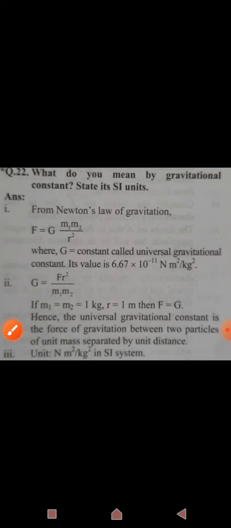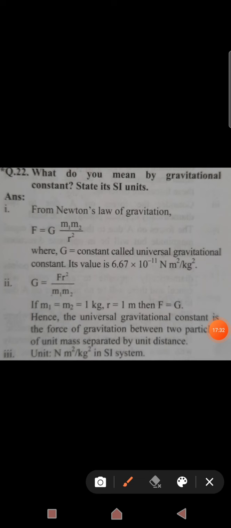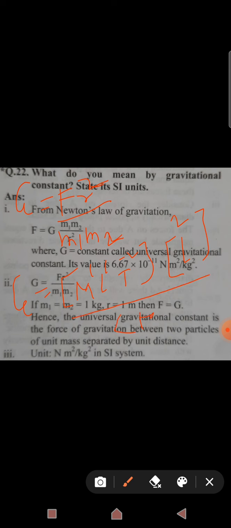Again I am going to write here. As we know the mathematical formula, G is equal to F r square upon m1 m2. Now what is my aim? My aim is to find the dimensions of G. What is G? G is the universal gravitational constant. In order to find the dimension, first I can write the dimension of the force: 1 in mass, 1 in length, minus 2 in time. Again L square, 2 in length, and m square, 2 in mass.